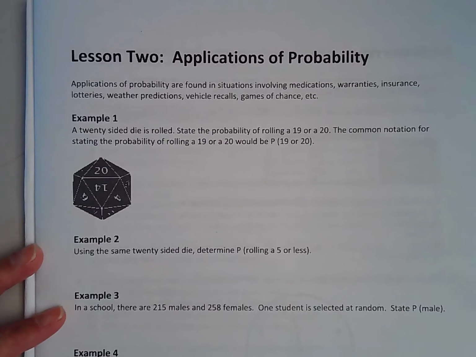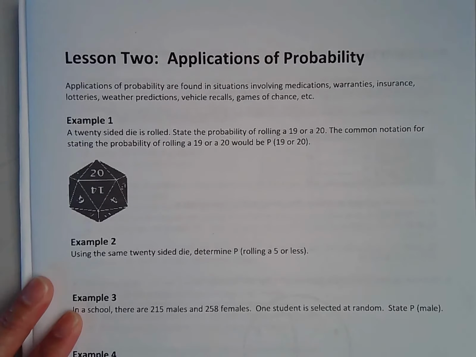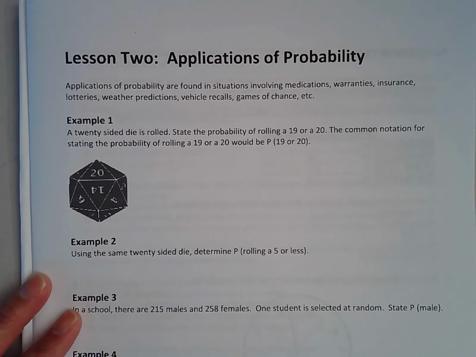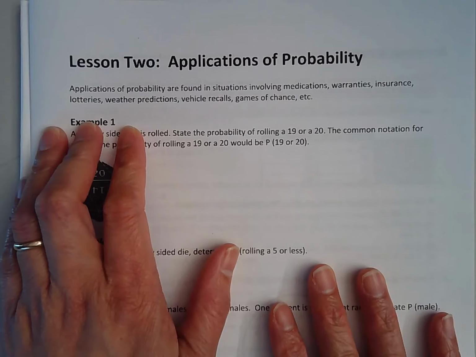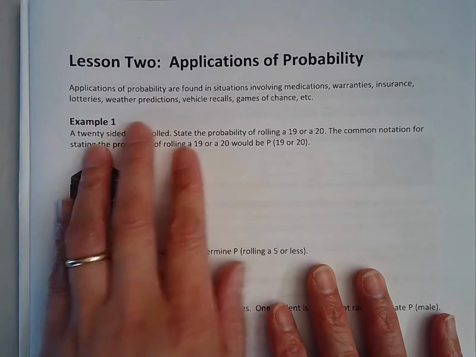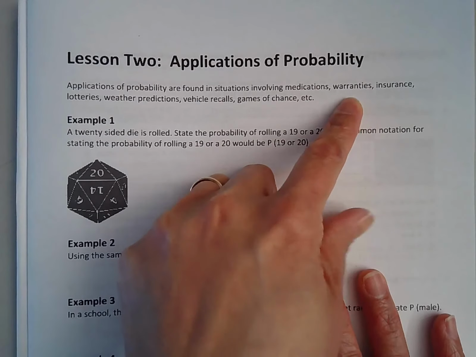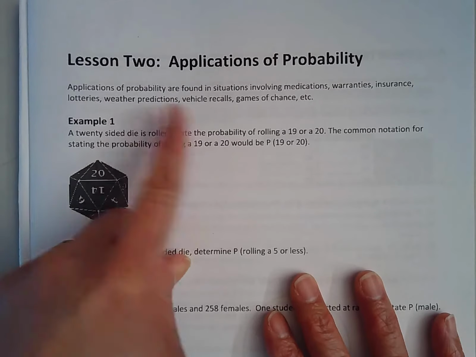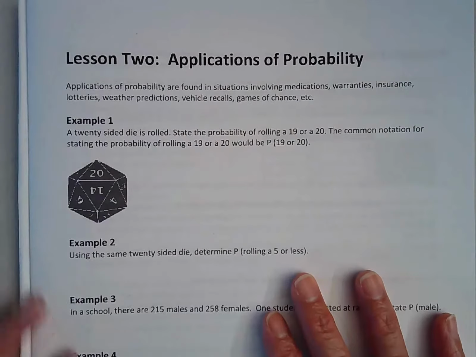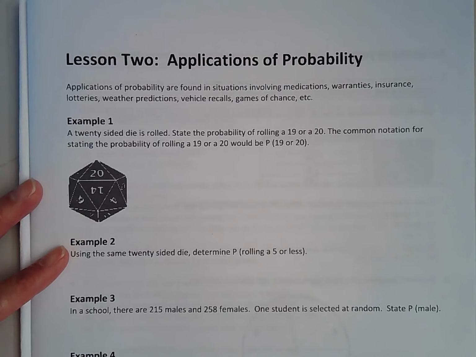Okay, so lesson 2, applications of probability. Yesterday we talked about probability, and basically it's the chance that something is going to happen, something is going to occur. This one gets into the applications. Applications are found in situations involving medications, warranties, insurance, lotteries, weather predictions, vehicle recalls, games of chance, etcetera. So there's a lot of applications of probability.